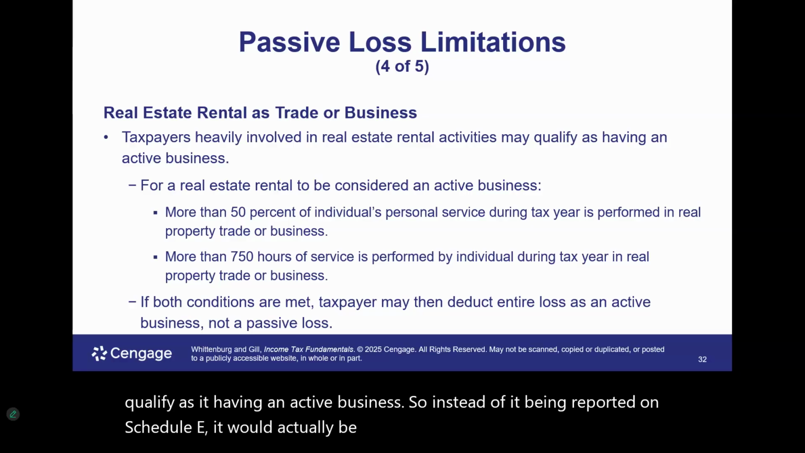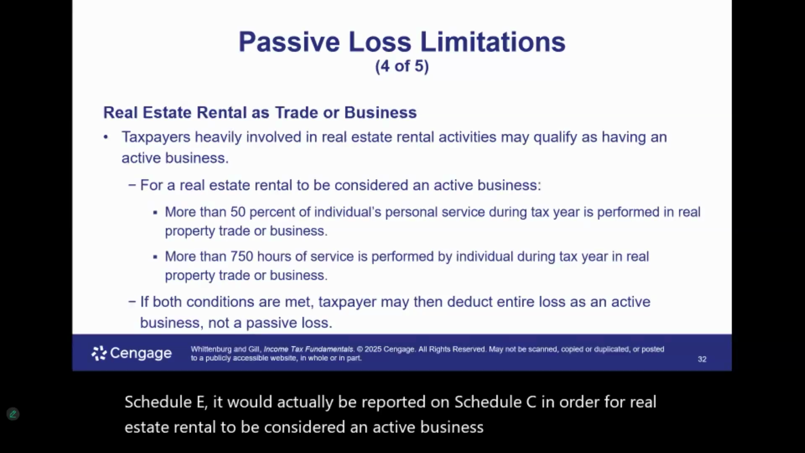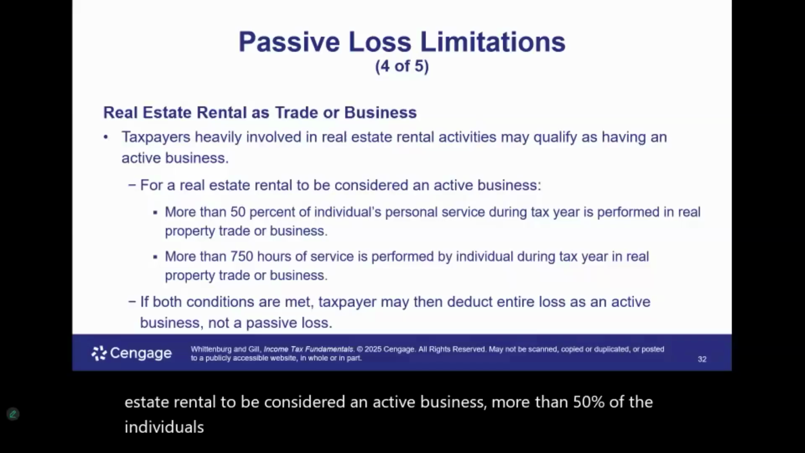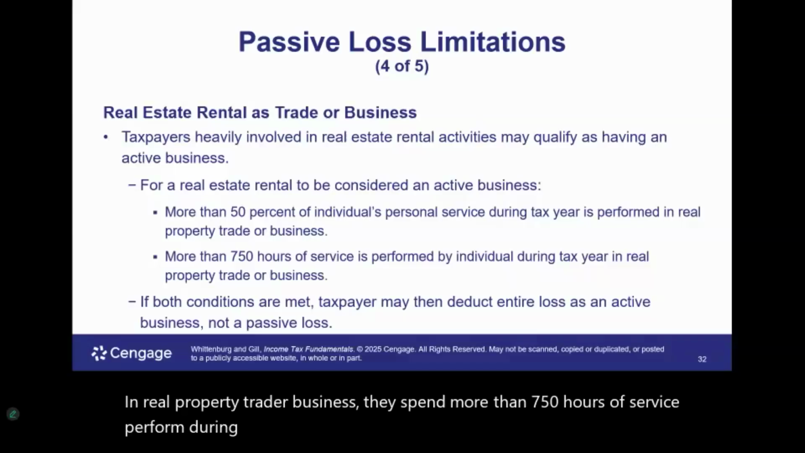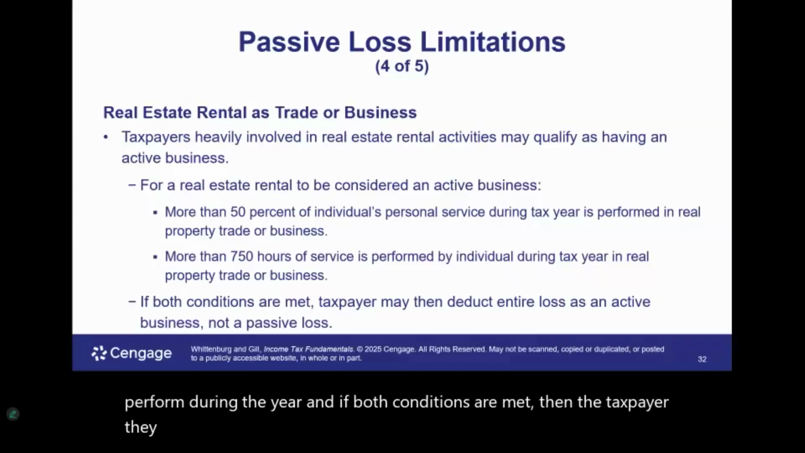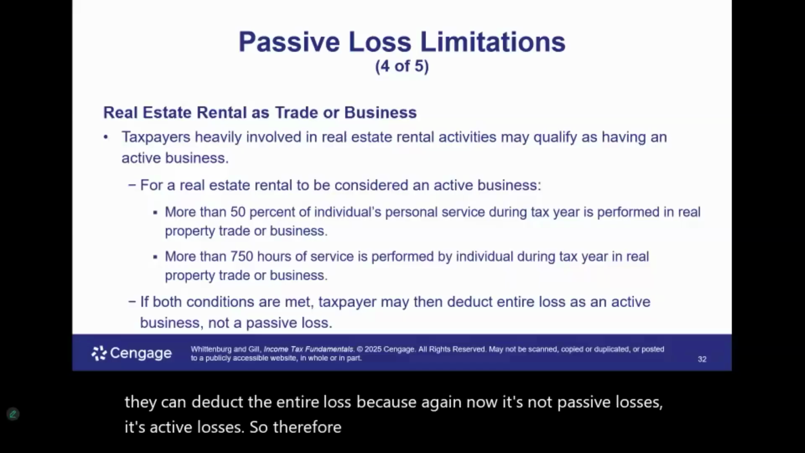In order for a real estate rental to be considered an active business, more than 50% of the individual's personal service during the year is performed in real property, trade, or business. They spend more than 750 hours of service performed during the year. And if both conditions are met, then the taxpayer can deduct the entire loss, because again, now it's not passive losses, it's active losses. So therefore, they can deduct the loss against their ordinary income.